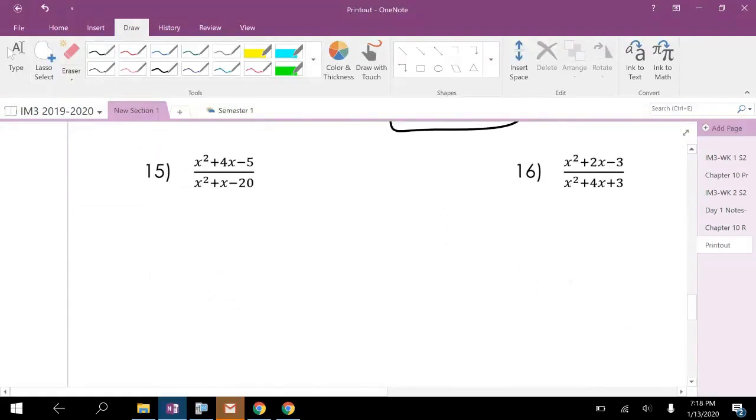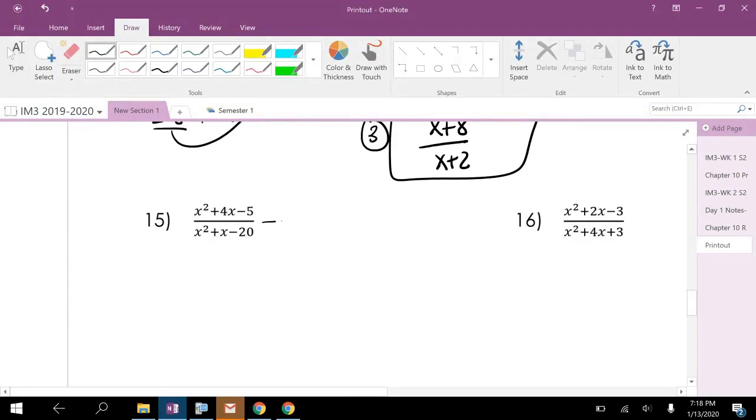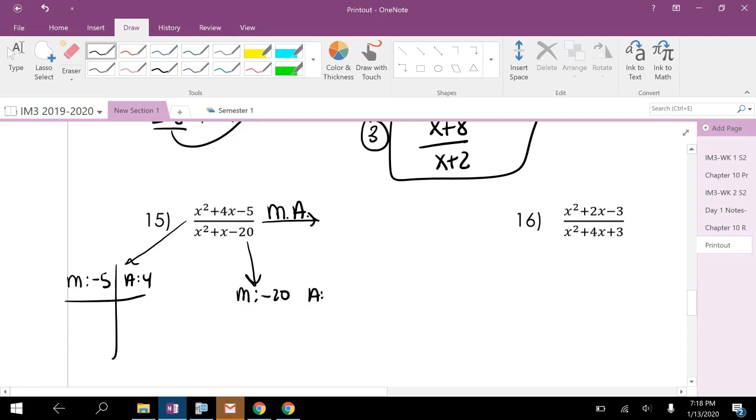Okay, so this one, we got two MA tables here. They're both MA tables because they're both trinomials. So this guy is what multiplies to negative 5 and adds to 4. This guy is what multiplies to negative 20 and adds to 1. So let's talk about the top first. Remember, we have to factor both the top and the bottom. The only thing that multiplies to 5 is 1 and 5. So we have to figure out the signs for us to be able to add to get 4. So I have positive 5 and negative 1 as my numbers that satisfy that.